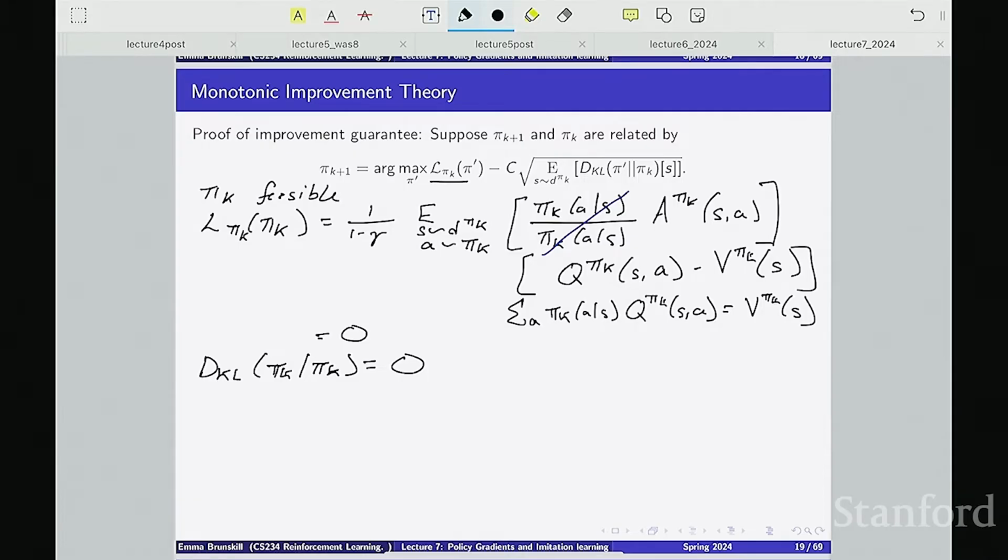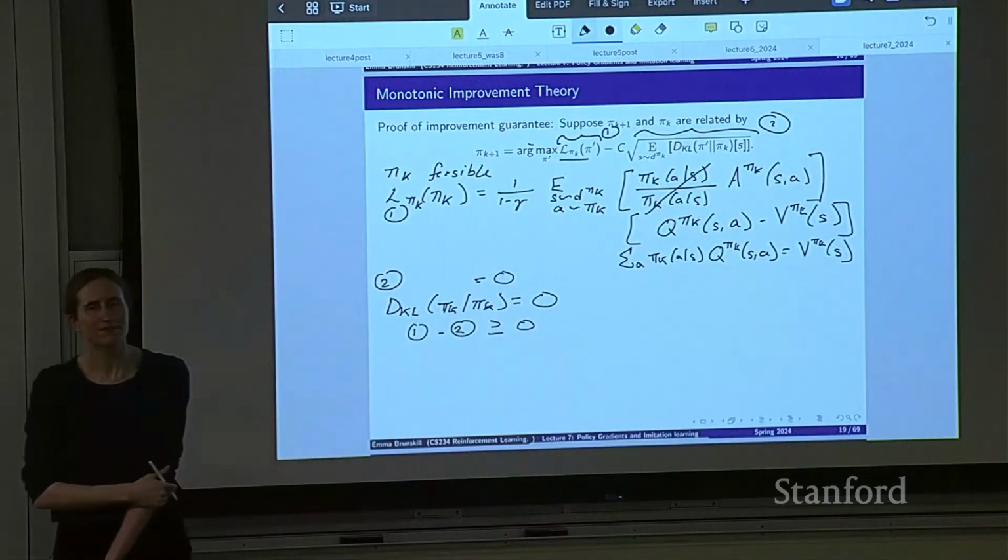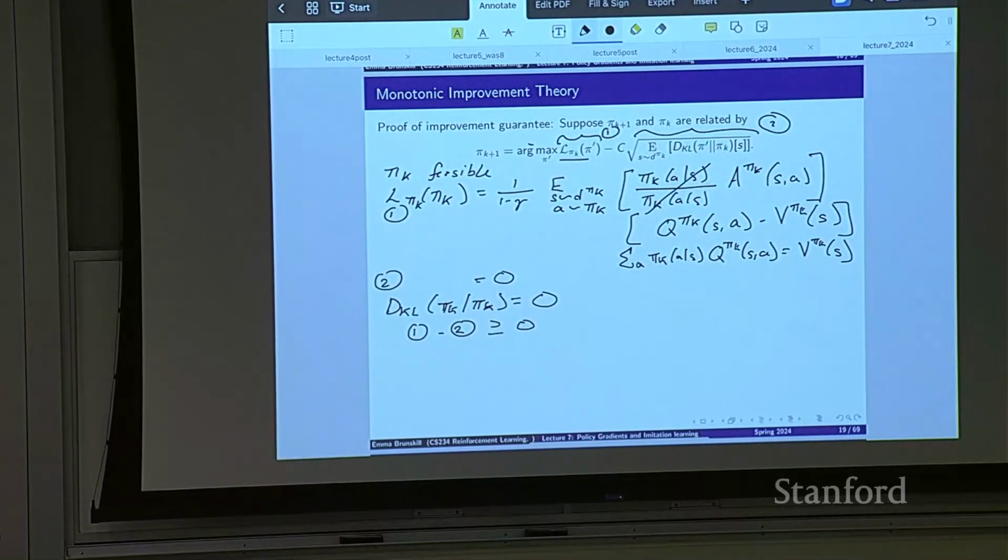Okay, so now let me just label these two. Let's call this term 1 and this term 2. So what we have here is that term 1 is 0 for pi k and term 2 is 0 for pi k. So that means 1 minus 2 has to be at least as great as 0. Does anybody want to say why that is? That's not immediately obvious from these steps yet. You have to make one more step, and it has to do with the argmax.